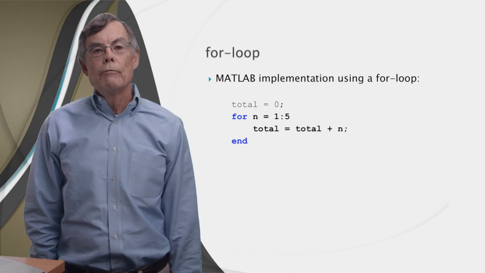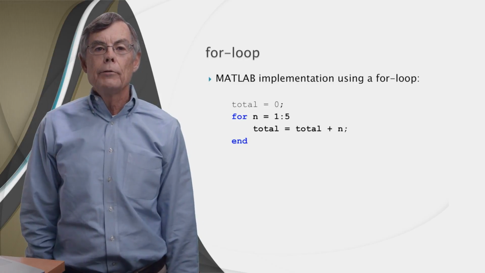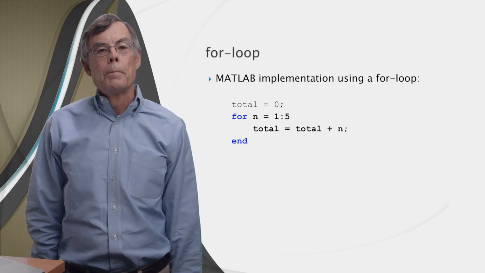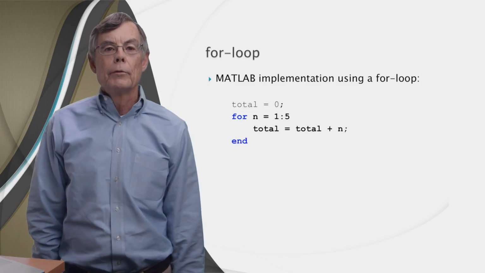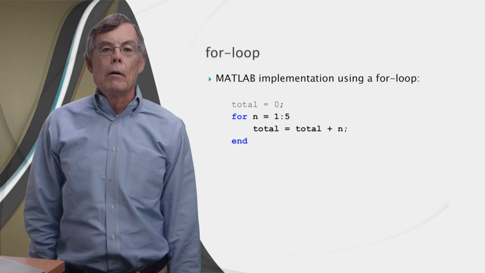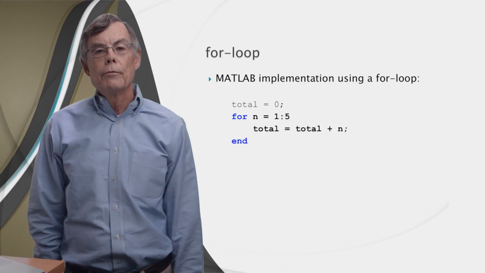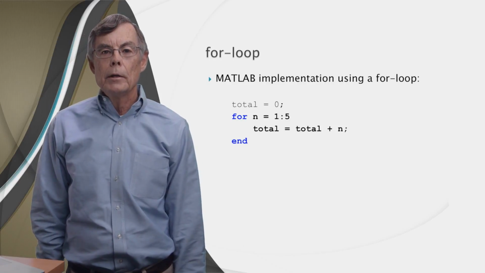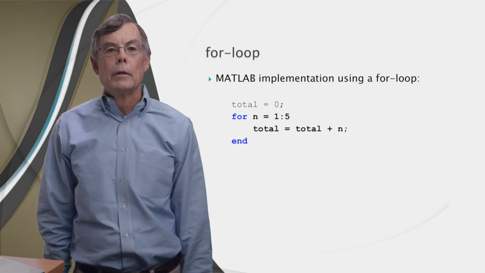It starts with the keyword for, and to the right of that is what looks like an ordinary assignment statement, but it's not. Its left-hand side is a variable called the loop index. In this case, the loop index is n. On its right-hand side is a vector. But here's where the difference from an ordinary assignment statement comes in. The vector will not be assigned to n.